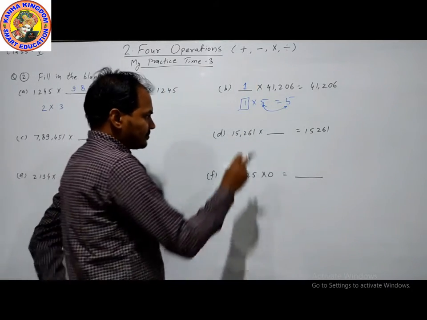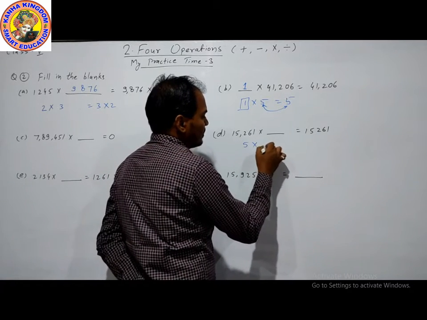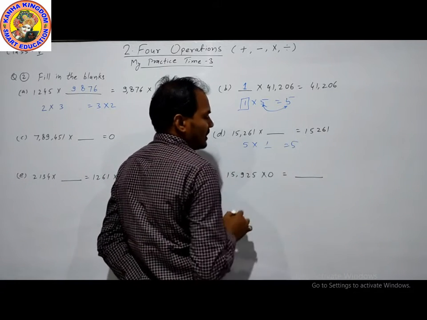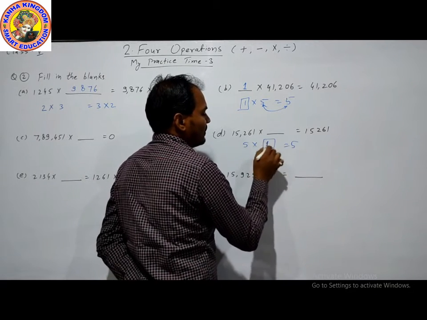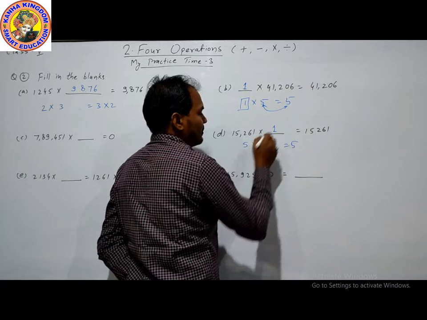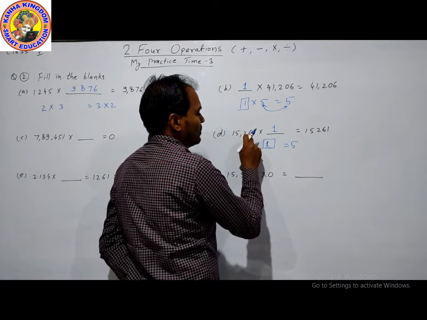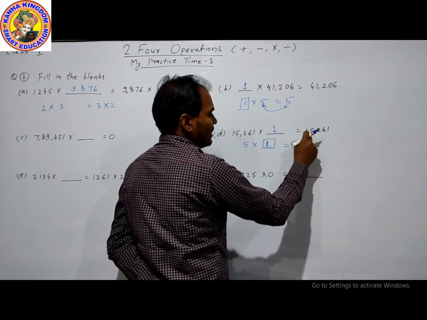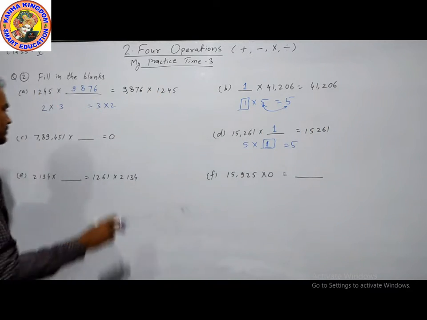Taking part D. The same one. 5 into any number to get 5. 5 into 1, 5 into 1 will be 5. So here is 1. 15,261. So we will multiply by 1.